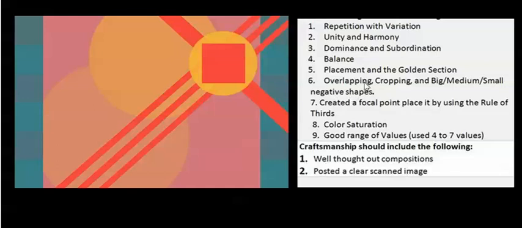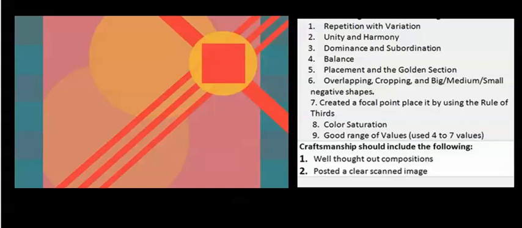background. Now, the placement of the focal point is excellent for the golden section. We see really good overlapping with these lines and circles, creating some really nice negative shapes, and running those circles off of the format also creates some nice negative shapes. They have an excellent, good range of value.